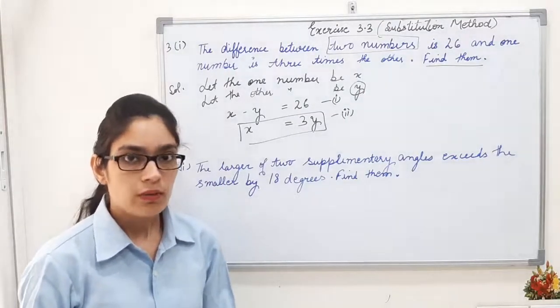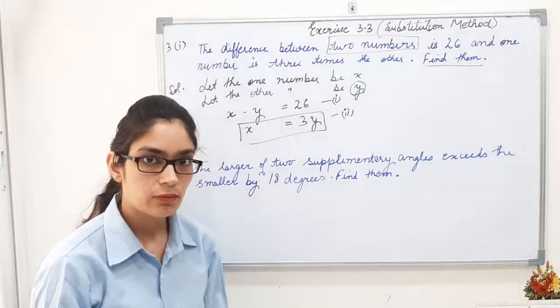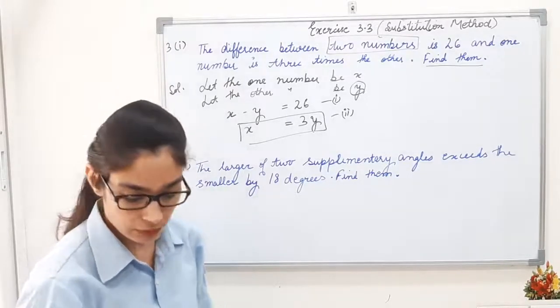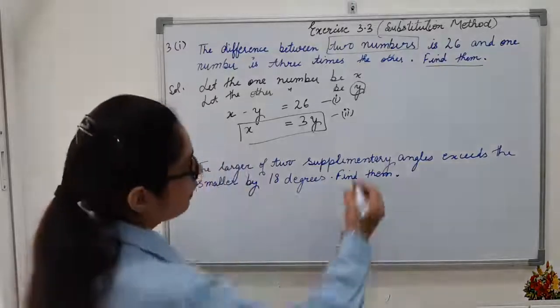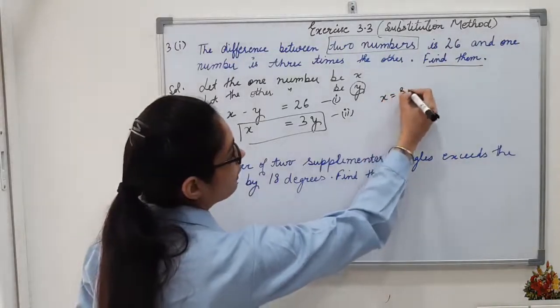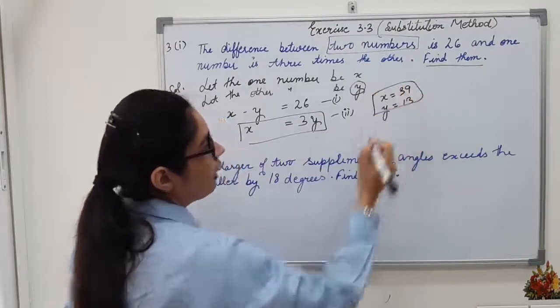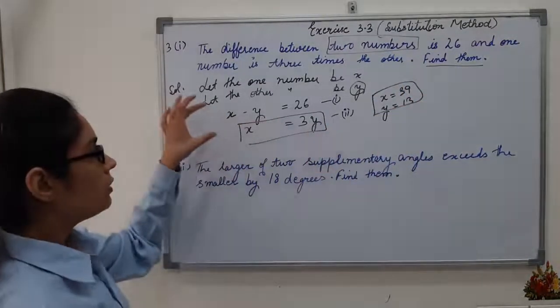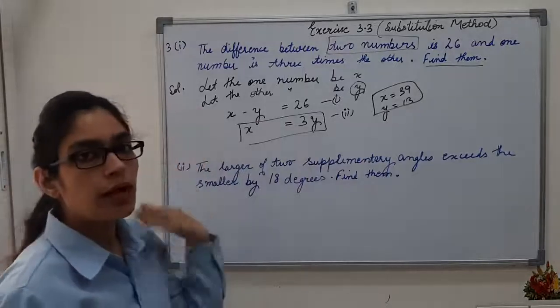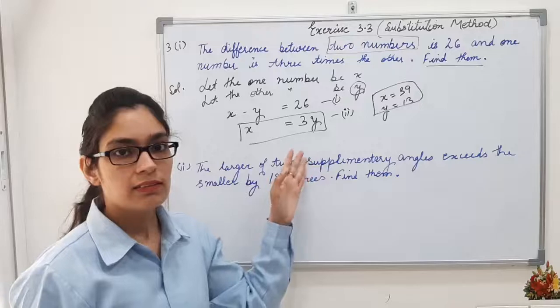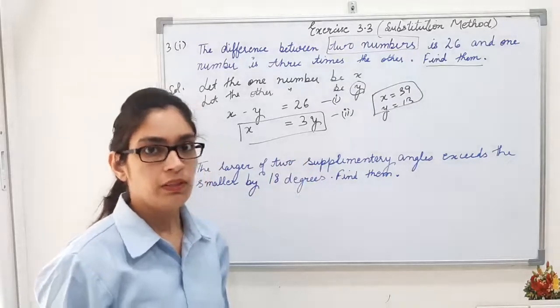Just pause the video and solve the values of x and y. Once you solve the values of x and y, you will get x is equals to 39 and y is equals to 13. I am not solving it. These equations are very simple, so I am giving you a chance to try it. And please try this sum while watching this video.